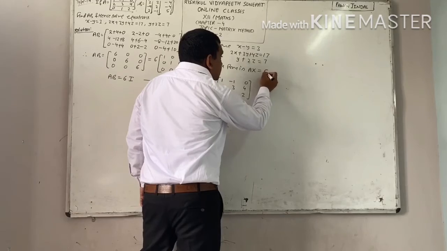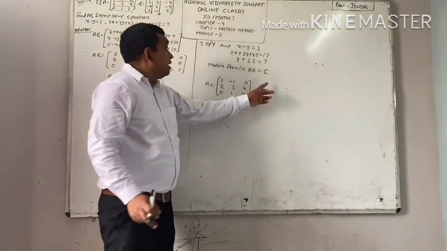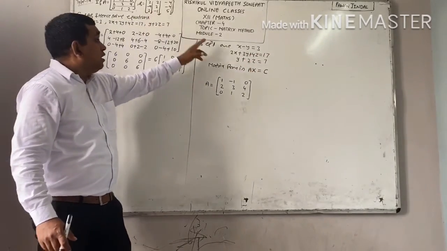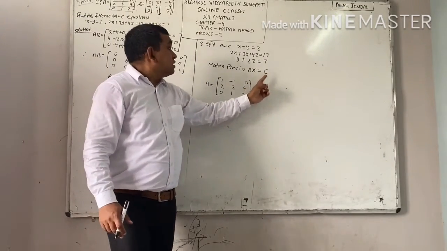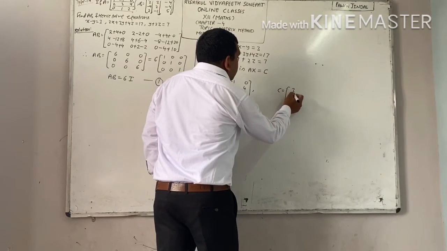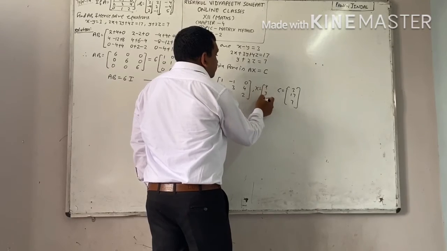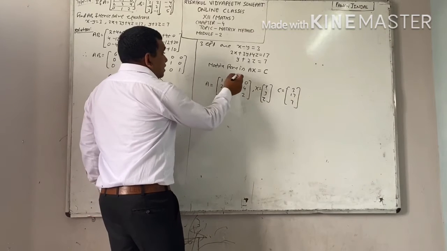And I am taking C. Because if I take B, value of B will be 3, 17, 7. This can never be equal to this one. Therefore, in this type, on right hand side, you will take C. And value of C is 3, 17, 7. X you know very well. X, Y, Z. Right? Now solution you know very well.